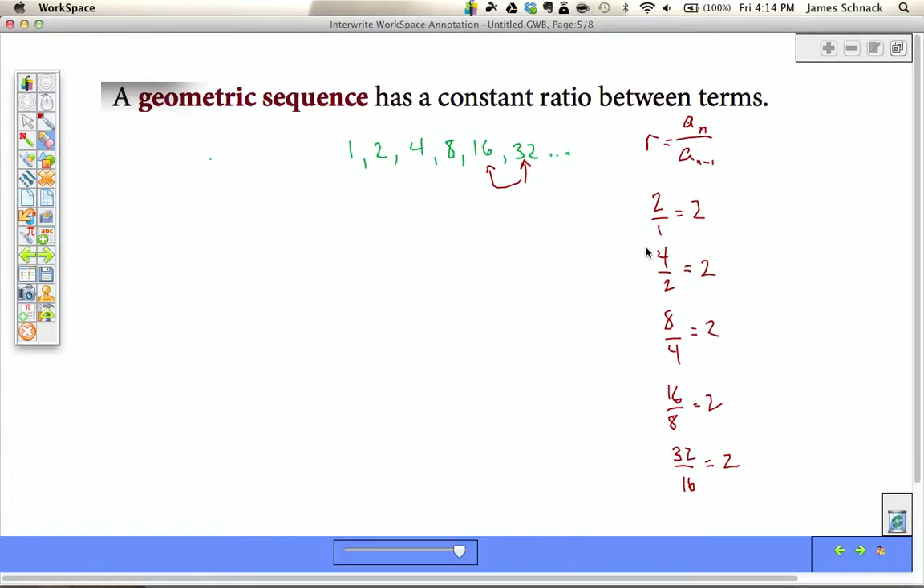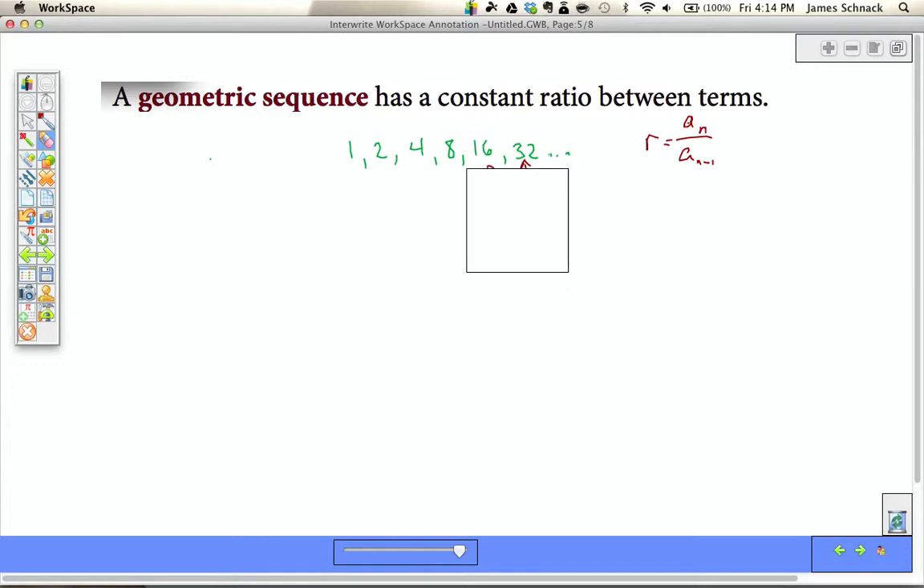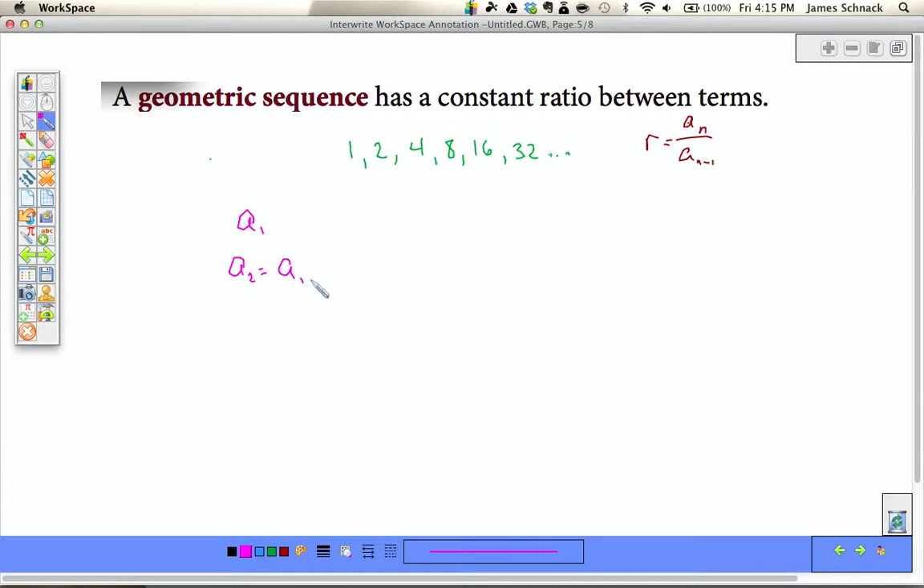So, you claim that there's a nice quick rule for this, like with arithmetic sequences, Mr. Schneck. You're right, I do, guys. And let's see if we can figure out where that comes from. If we call our first term a1, our second term is a1 times the common ratio. Remember, first term, and we multiply by the common ratio, we get the second one. a3 would be a2 times the common ratio, but a2 was a1 times r, now times r again, so a1 r squared.